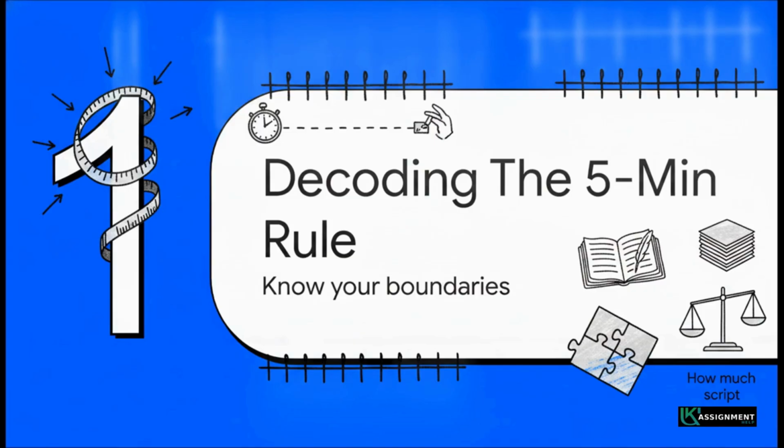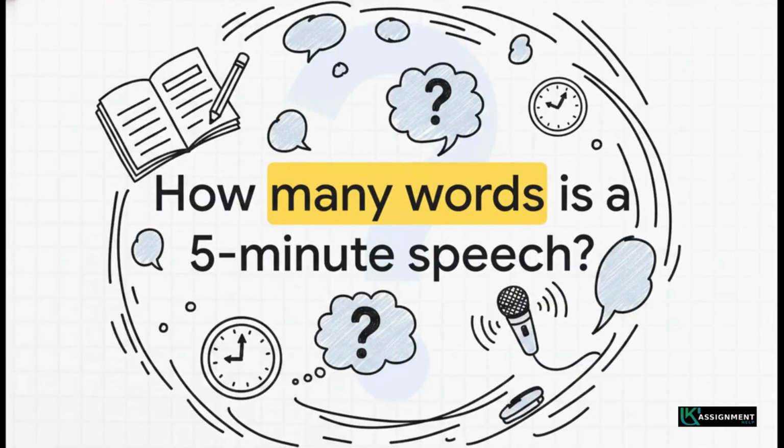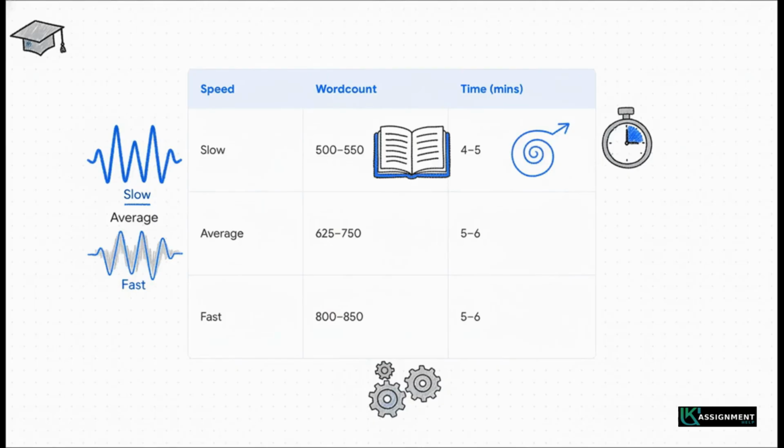Before we even think about writing, we gotta set our boundaries. Now, this is absolutely the most urgent question every single student has. You sit down at a blank document and think, okay, how many words actually is a 5-minute speech? Well, it all comes down to your natural speaking speed. If you're an average talker, that maps out to roughly 625 to 750 words. A super fast talker might push 850, while a slower, more deliberate pace sits closer to 500.